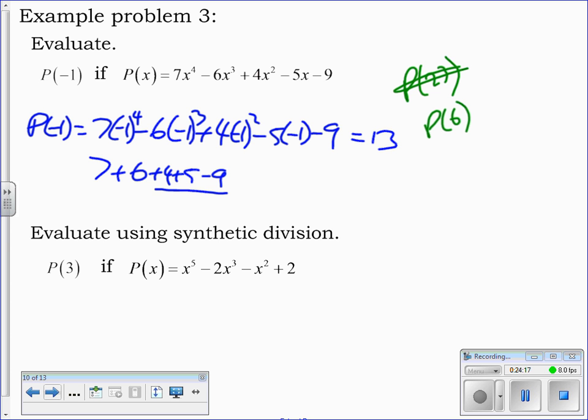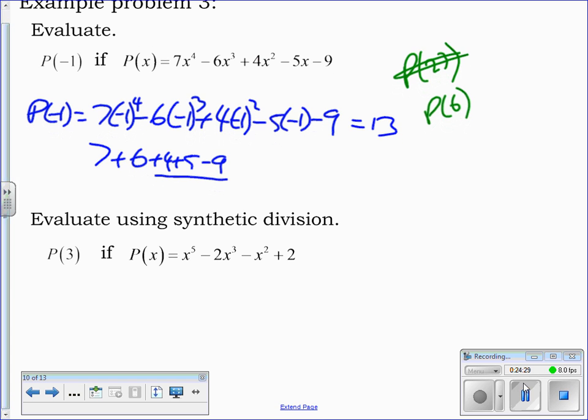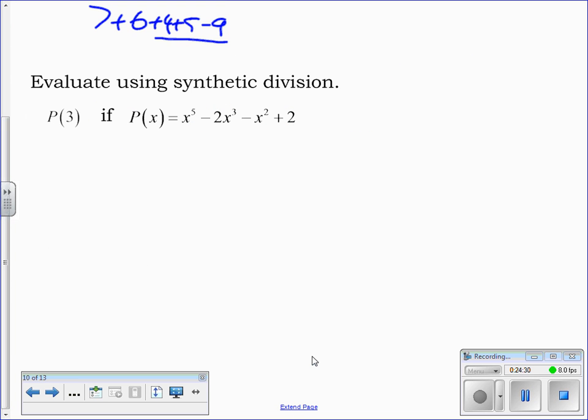Okay? So if we look at this example here. Oh, come on. Doing this to me earlier today. Extend the page to give me room.